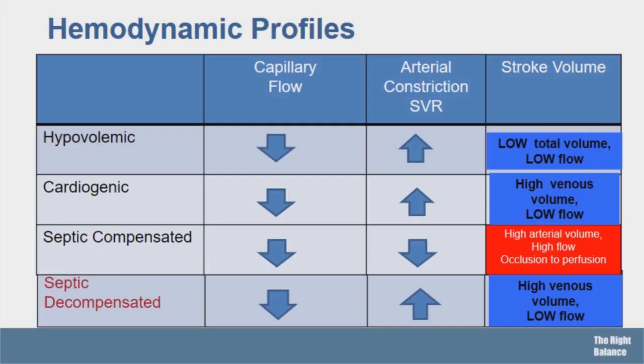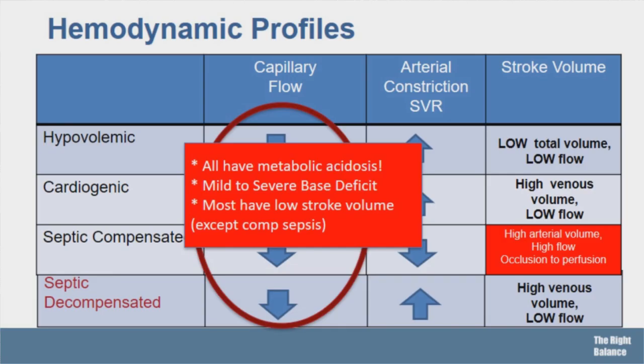Okay, so very good. Just to remind ourselves that hypovolemic shock is low volume, low flow. Cardiogenic shock is high volume, high veno volume, and low flow. Compensated sepsis is high arterial volume and high flow, and you have mechanisms occurring at the endothelium that are occlusive to perfusion. Decompensated sepsis is high veno volume and low flow. Okay?